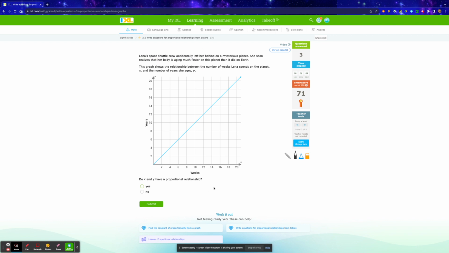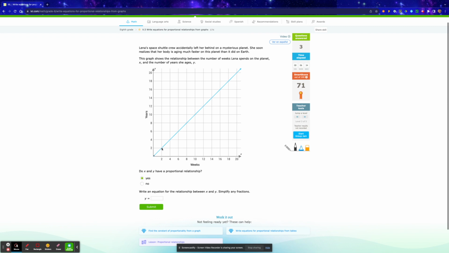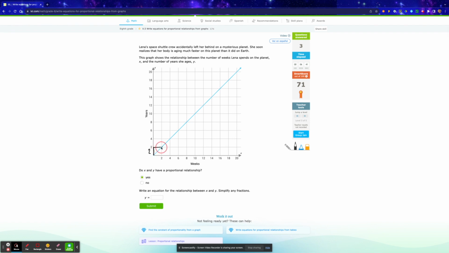So, similar question. Do you have a proportional relationship here? Let's look. Is it a straight line? Yes. Is it through the origin? Yes. That makes it proportional. Oh, look what they want you to do now. You just have to write the equation. Okay, just like we did earlier. Here's a point. Here's another point. So all I do, I rose 2. I ran 2.